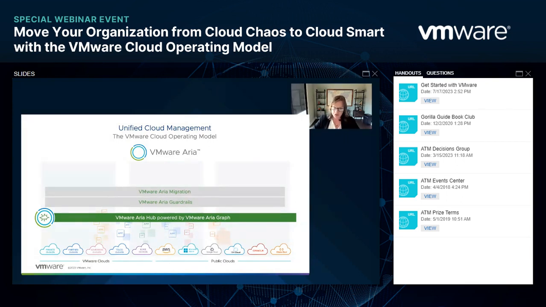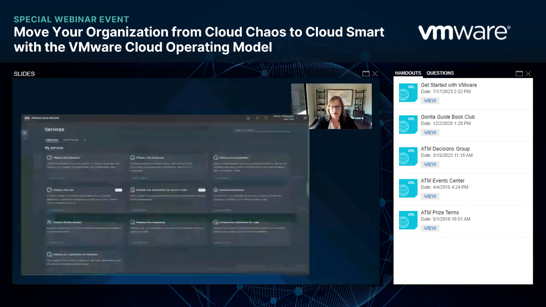And then we're working very hard on business insights, which will take all of the great information that's being gathered in Aria Hub from the various disparate clouds and disparate tool sets and bring you insights across your environments that we would not be able to do without Hub and Graph.